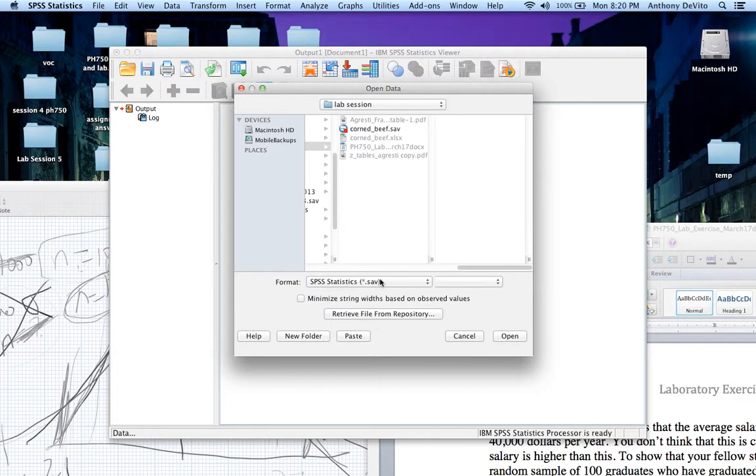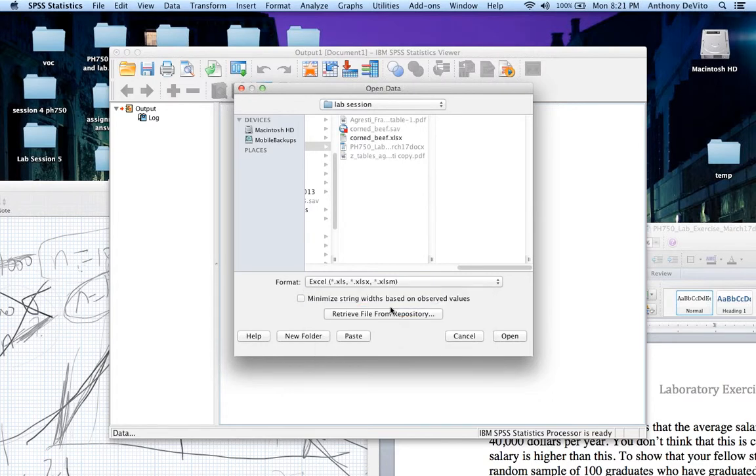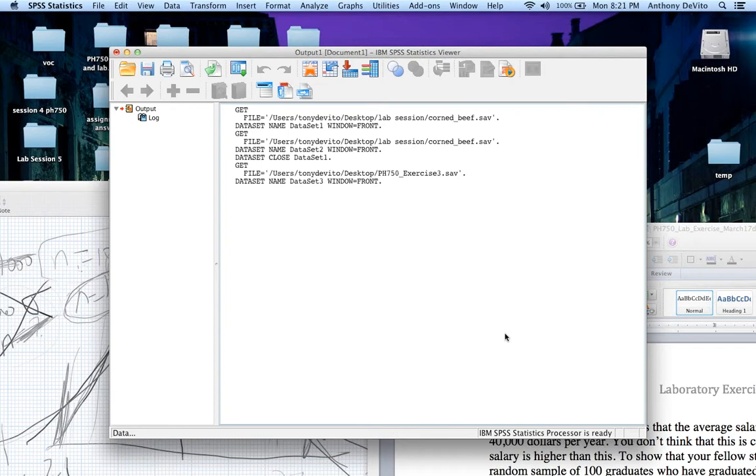If you go down here and look at the format that SPSS is looking for when it's doing this browsing, it's only looking for .sav files, SPSS data files. If I click on that, I can change it and tell it to look for Excel data files, right? And then the Excel data file becomes highlighted, so I can pick it and say, go ahead and open that file in SPSS.